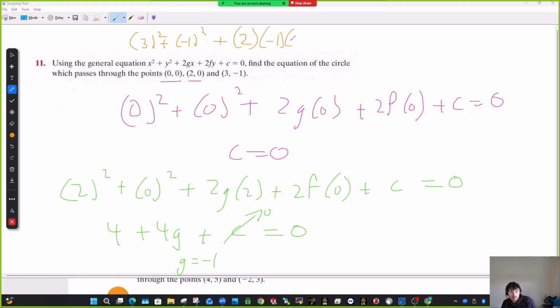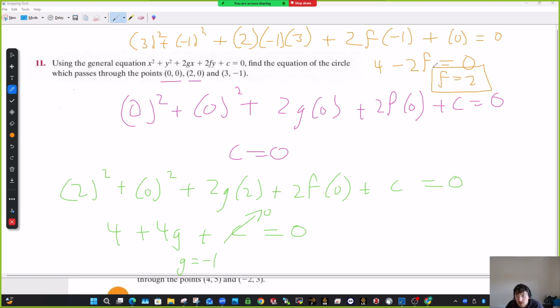What are you putting in for x? You're putting 3 in. Plus 2f, which is what we're looking for, times the y. Y is minus 1. Plus the c, and you can show the examiner that you're putting 0 in there like that. Great, so what do we got here? We got a 9 plus 1, which is 10, and we have a minus 6 here, so that's a 4, and we got a minus 2f here, and there's a 0 there, so that means f is 2.